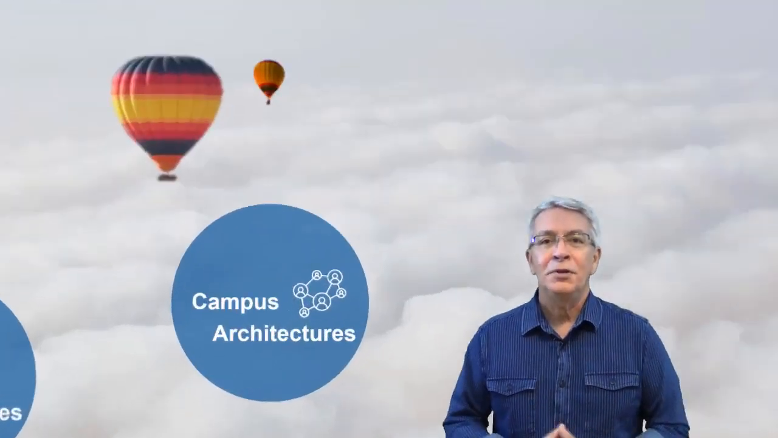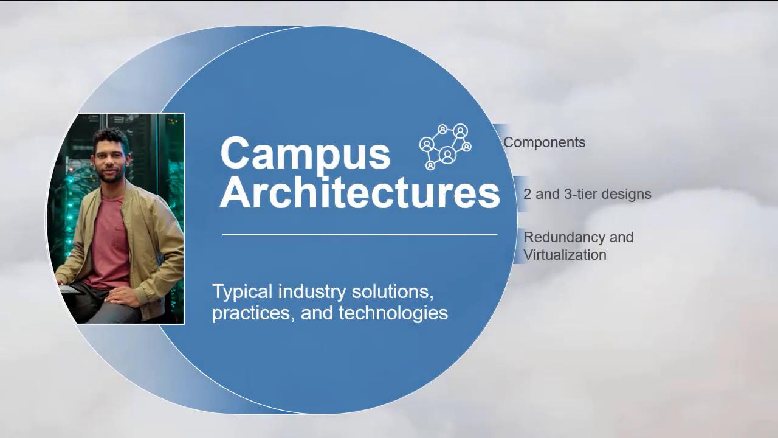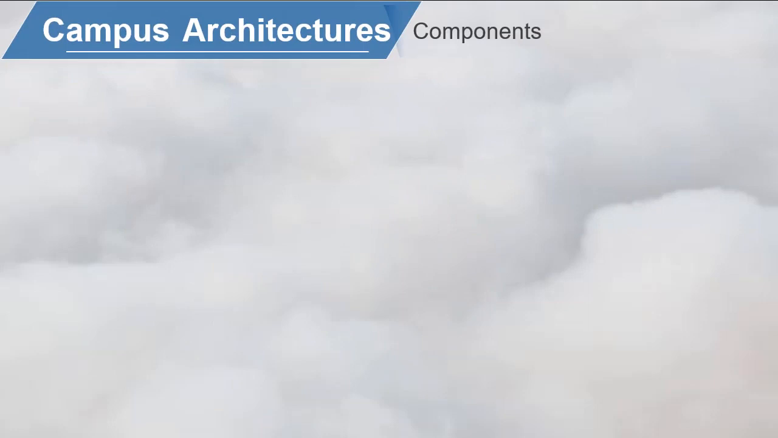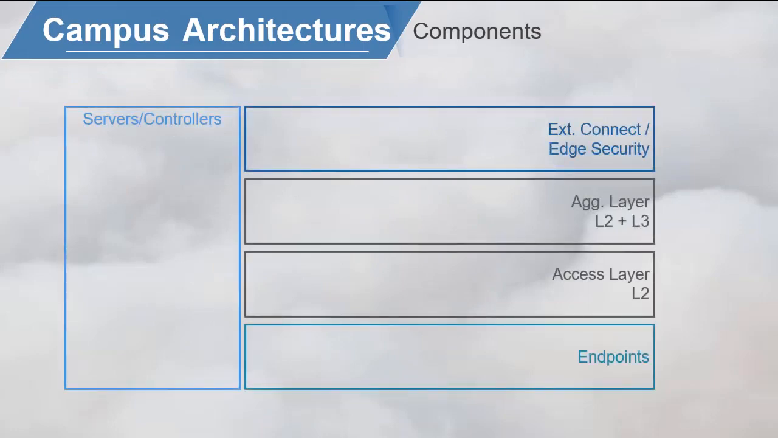Now, I talked about trends and challenges in Part 1, and so now you move on to explore campus architectures. You see our three topics here related to typical industry solutions, practices, and technologies. So let's start right in with campus architecture components. Look at this simple yet typical campus architecture block diagram.